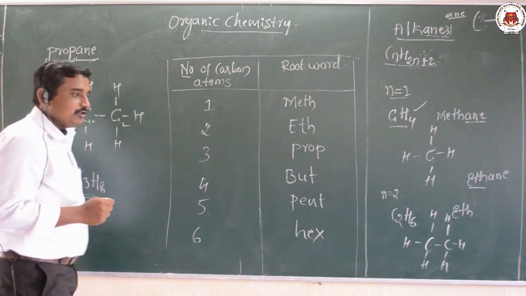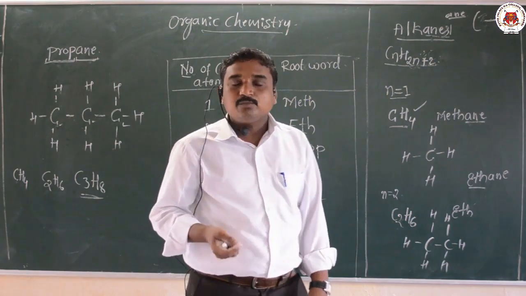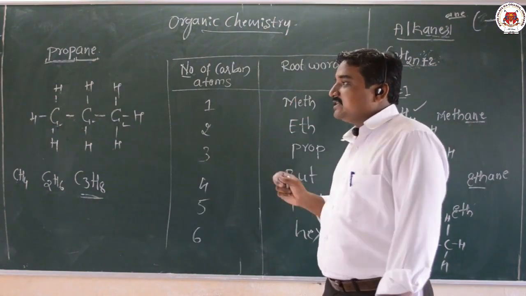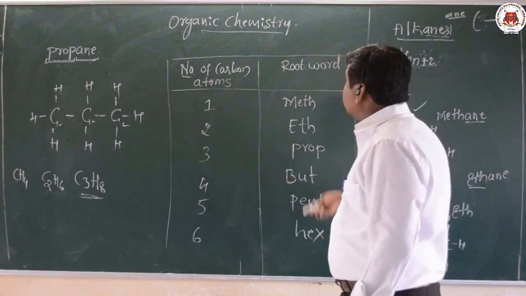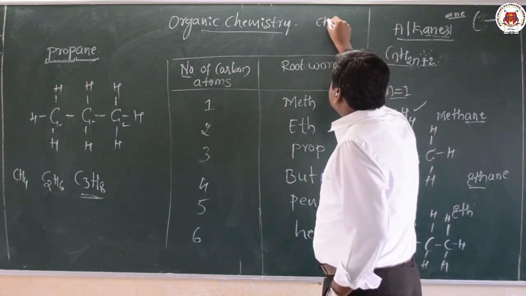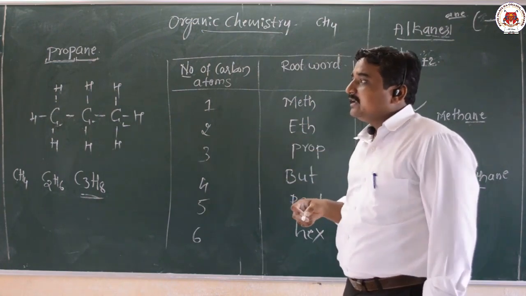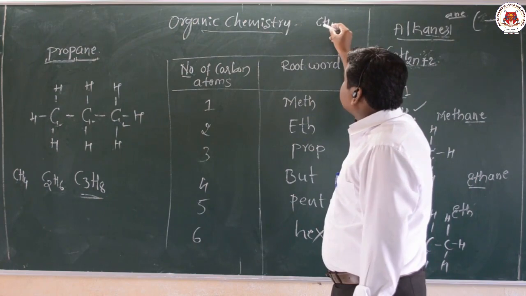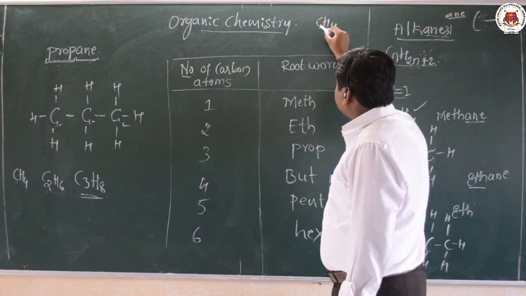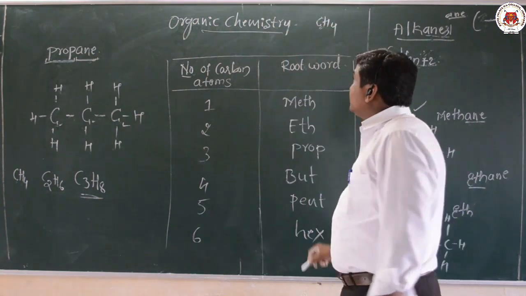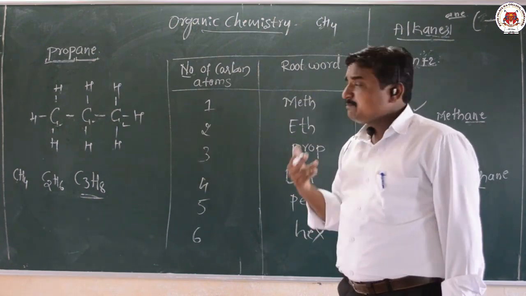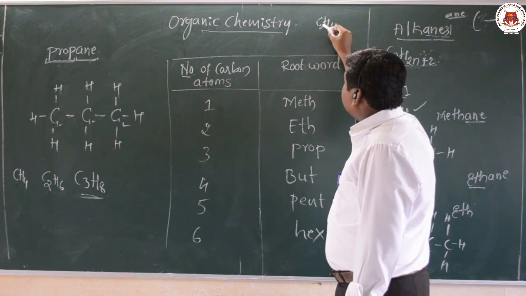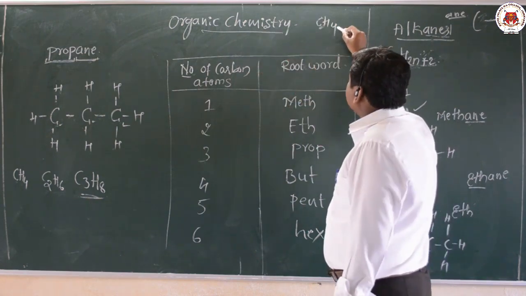So what do we mean by molecular formula? The molecular formula indicates the number of atoms present in the organic compound. By observing the molecular formula for methane, CH4, we come to know how many atoms are present. By looking at this molecular formula, the compound contains 1 carbon atom and 4 hydrogen atoms.